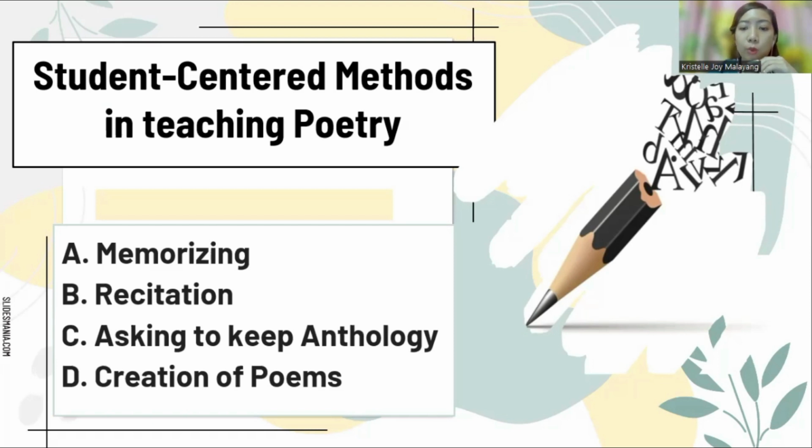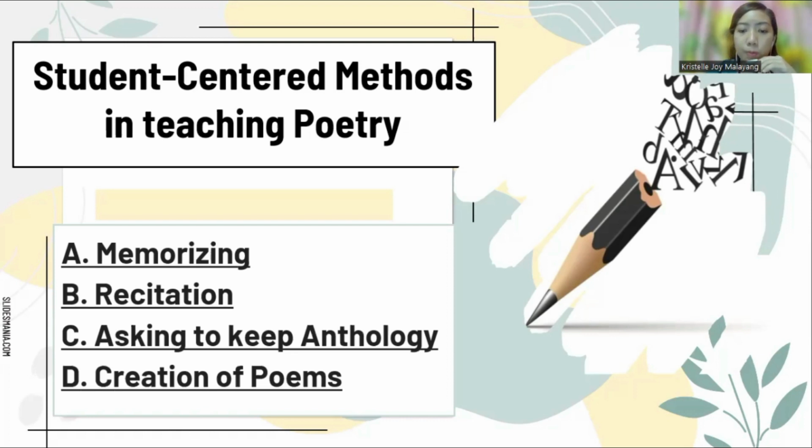So here are the following methods that I am going to discuss. First is memorizing. Second is recitation. Third is making an anthology, or keeping an anthology. Then the last one is the creation of poems.